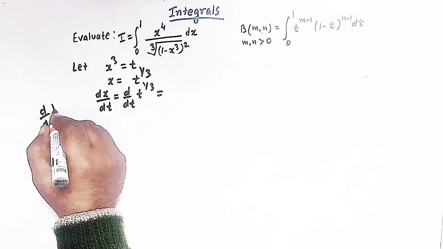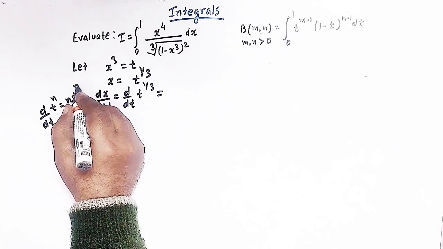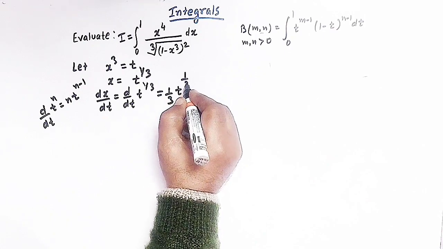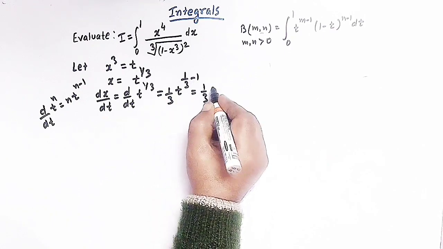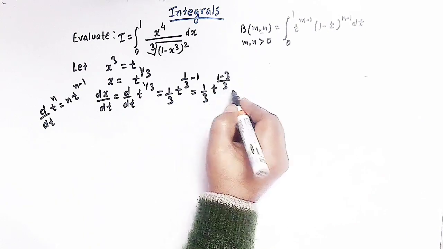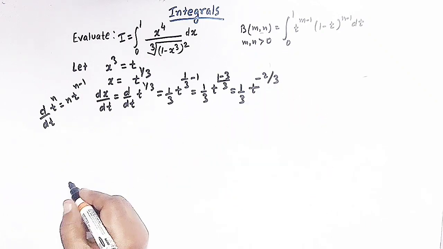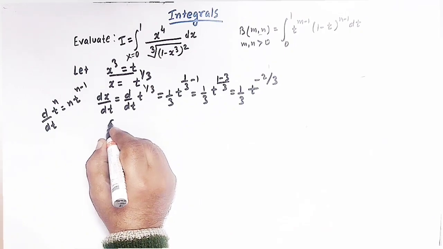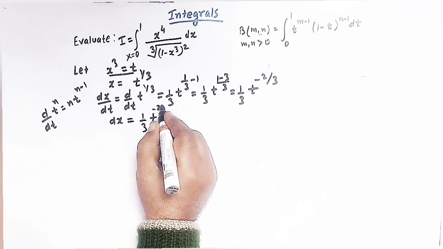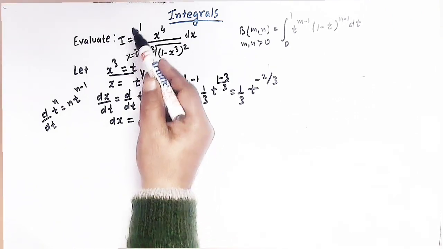differentiation, we know that the derivative of t raised to n with respect to t is n times t raised to n minus 1. So here n is 1 over 3, so we have 1 over 3 t raised to 1 over 3 minus 1, and this is 1 over 3 t raised to (1 minus 3) over 3, that is 1 over 3 t raised to minus 2 over 3. So now we can write dx is equal to 1 over 3 t raised to minus 2 over 3 dt, right?